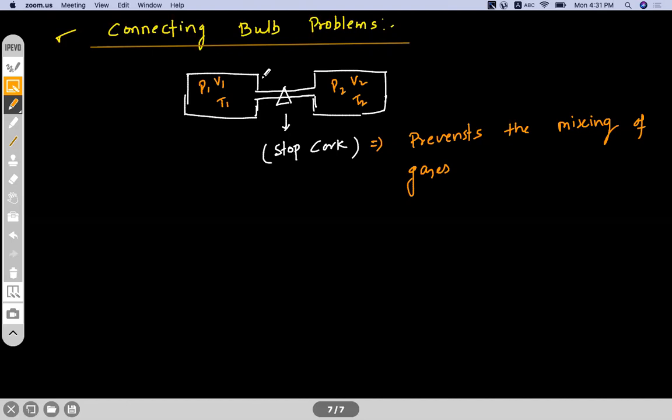Because there is some pressure difference, and mixing happens till the pressure becomes equal in both bulbs or both containers, right? The gases diffuse from high pressure to low pressure and mix properly. Once the pressure becomes equal, then there's no further mixing, right? So here two types of questions arise. One, when the temperature is equal in both the bulbs, T1 is equal to T2, and another type is when the temperature is not equal in both bulbs. Okay, these two cases we are going to discuss.